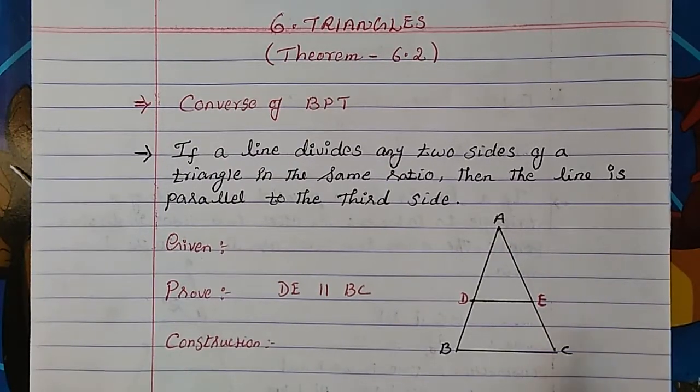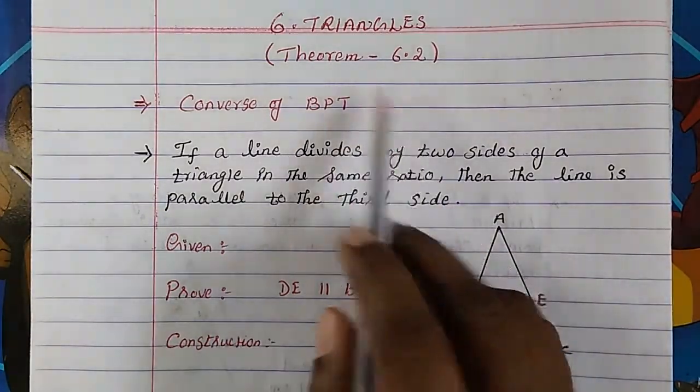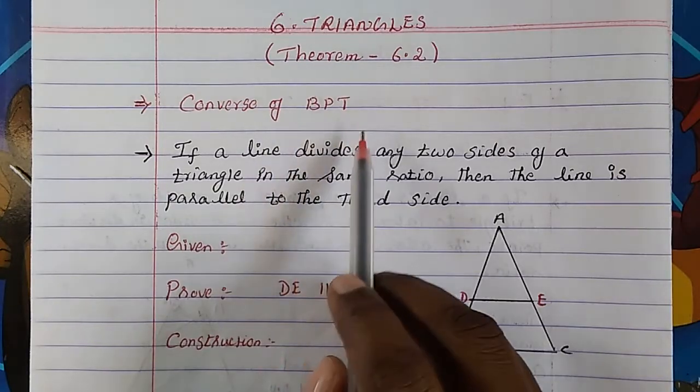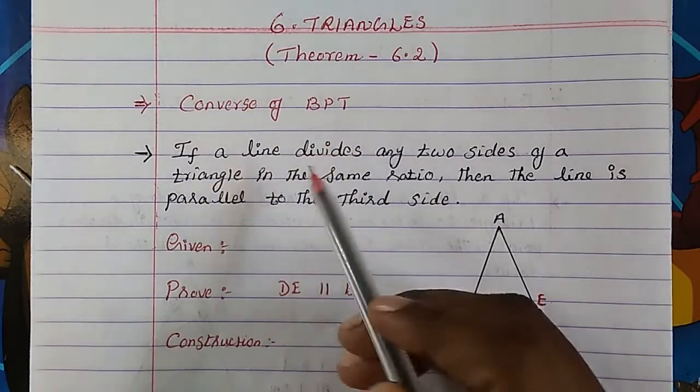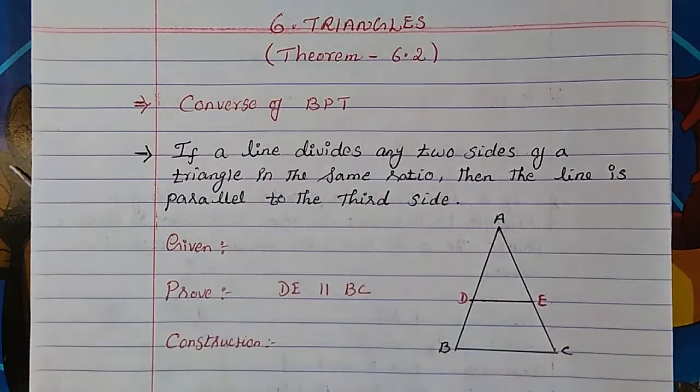Today we are going to study chapter 6 Triangles, Theorem 6.2. This theorem is actually the converse of the basic proportionality theorem, or Thales' theorem. Converse of it means just the opposite of it. So what does the basic proportionality theorem actually say?